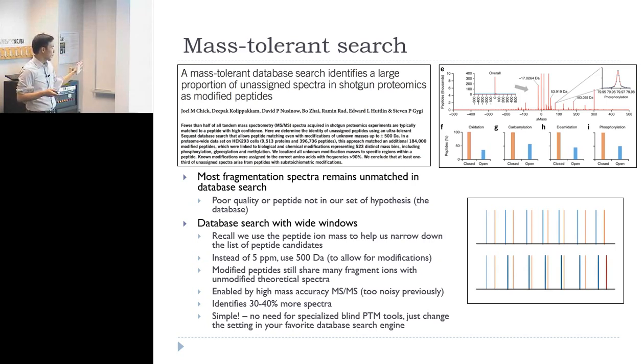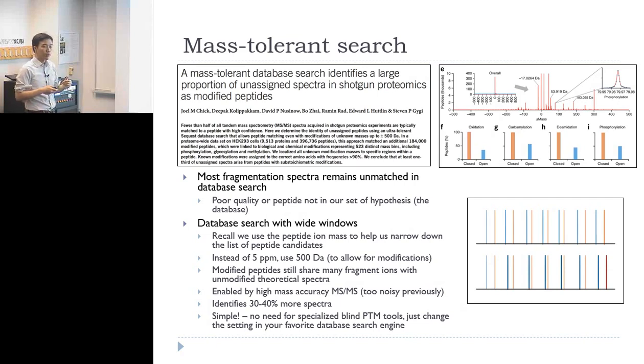And magically, this identifies 30 to 40% more spectra. So we're going from like 35% to 50, 55%. So this is pretty big. And we're observing all of these modified peptides that we normally don't consider or don't look for. And now we're seeing all of them, common ones and lots of unknown ones. And it's simple, so you don't need all these specialized blind PTM tools.